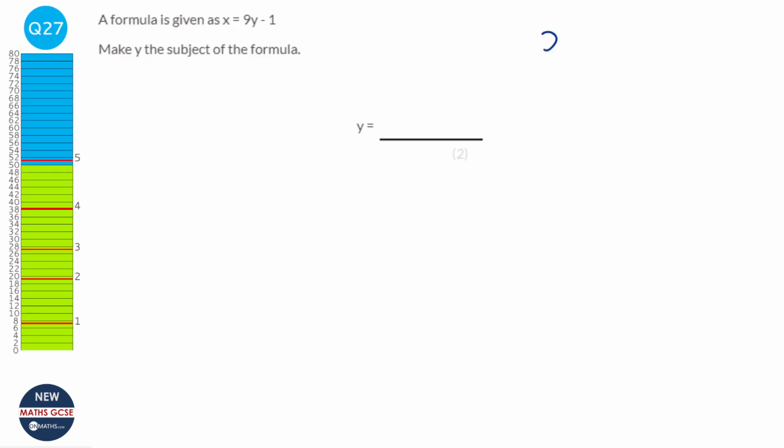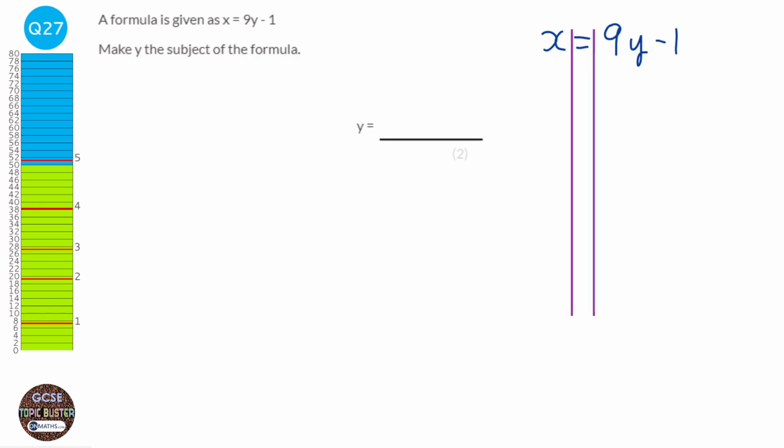So I'm going to write the formula out. And we're asked to make y the subject, so I'm just going to get my lines in. And so what's stopping us from having y on its own? Well, this minus 1, how am I going to get rid of it? Add 1 both sides. So we've got x plus 1 equals 9y.